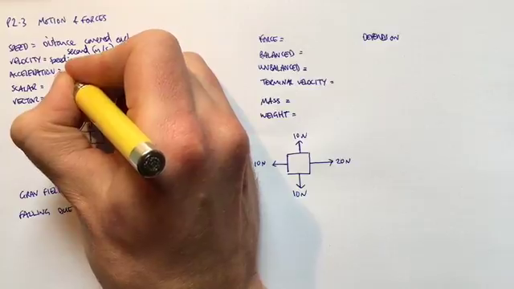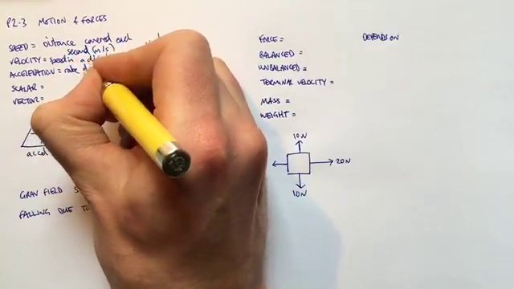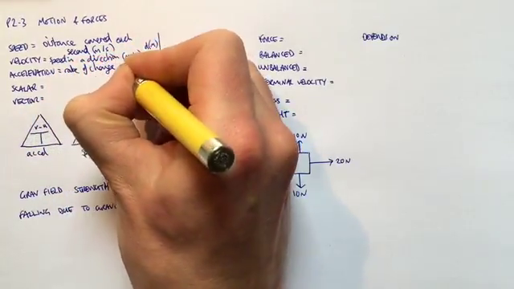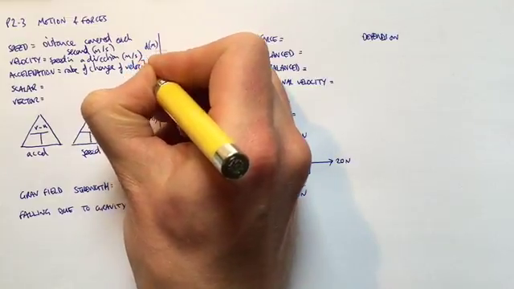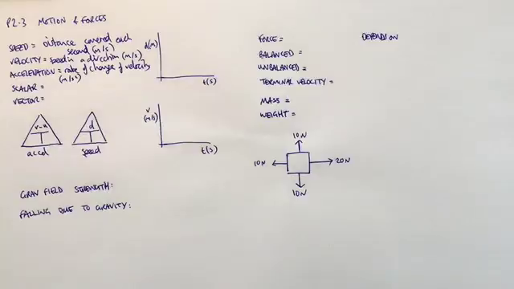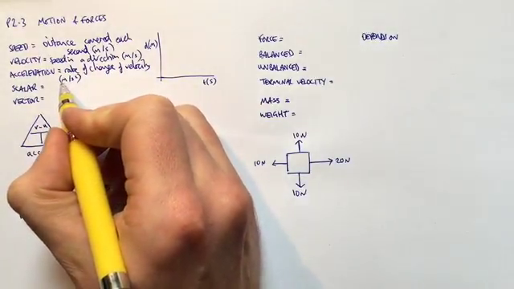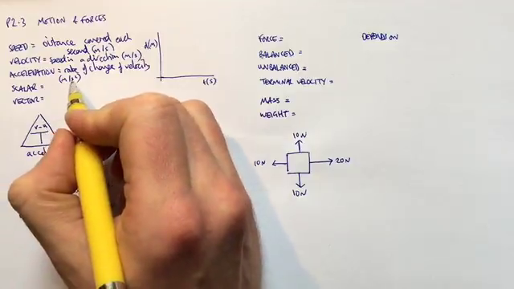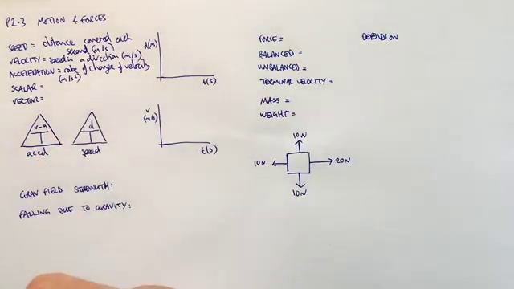Acceleration is the rate of change of velocity, measured in meters per second squared, because it's the rate of change of velocity, so it's how much velocity in meters per second changes every second. So meters divided by seconds is meters per second squared.